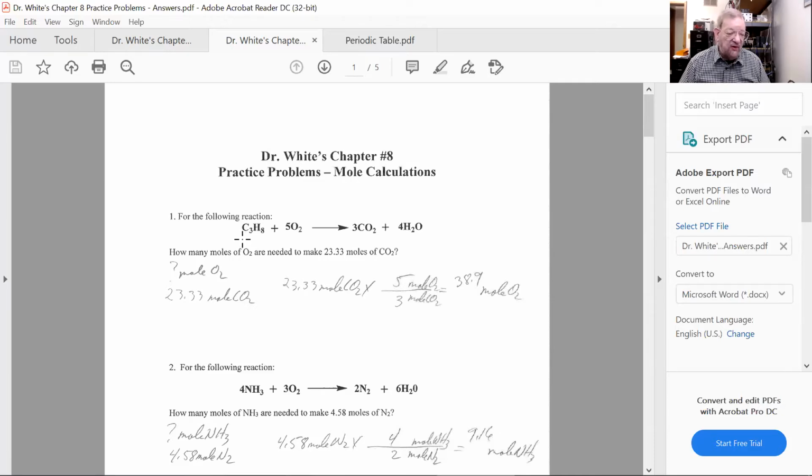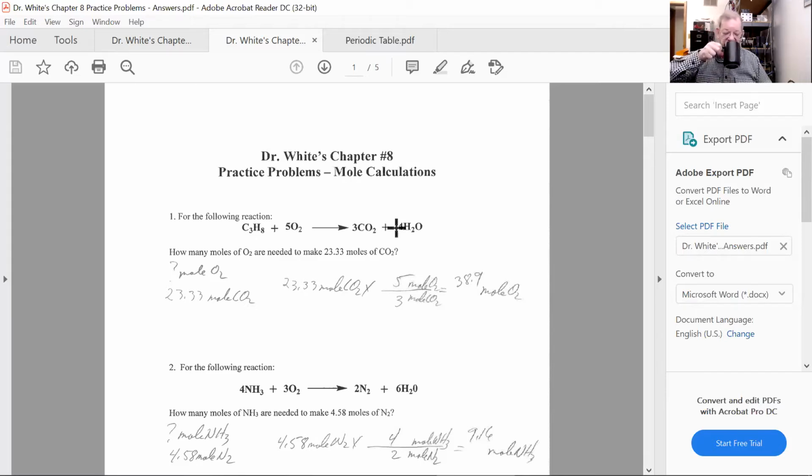And when there's no number, it's the number one. Coefficient number in front of the atom or molecule in a balanced chemical equation. And this tells me I have 1 mole of C3H8 propane, the stuff you buy in that white tank, plus 5 moles of oxygen, make 3 moles of CO2 and 4 moles of water.